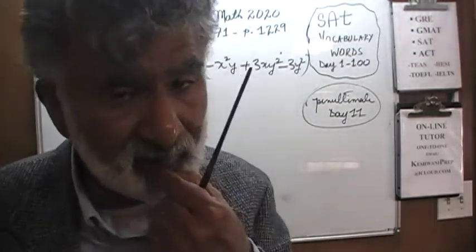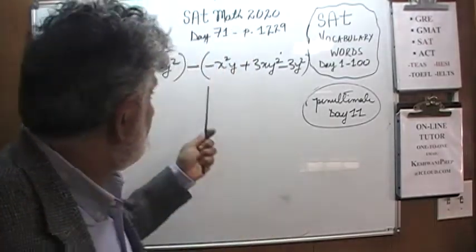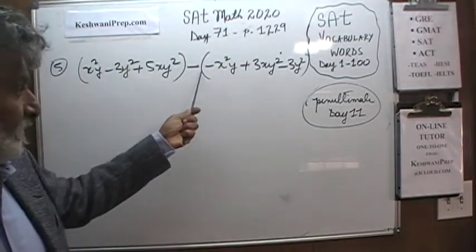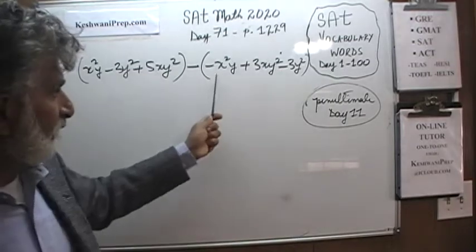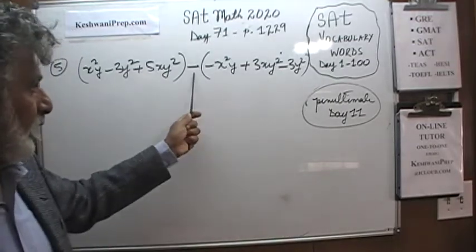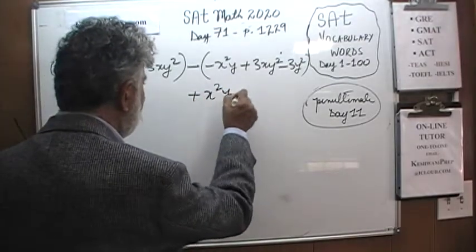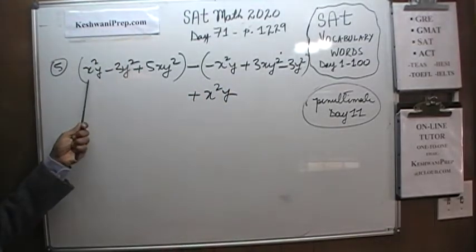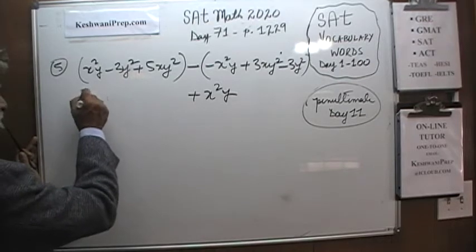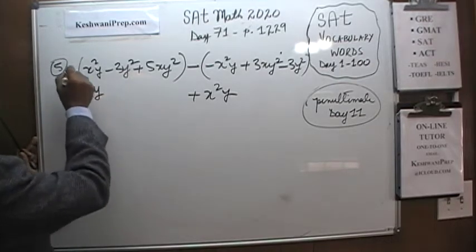So let's do this, shall we? We just have to pay attention to the fact that we have a minus in front of this parenthesis. So when we open this parenthesis, all of these signs have to be changed. Negative times negative is positive. So we have positive x squared y, and I see x squared y here. So I'm going to write down this positive x squared y right underneath here. This is positive and this is positive.